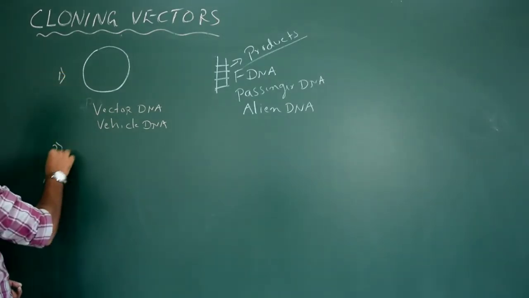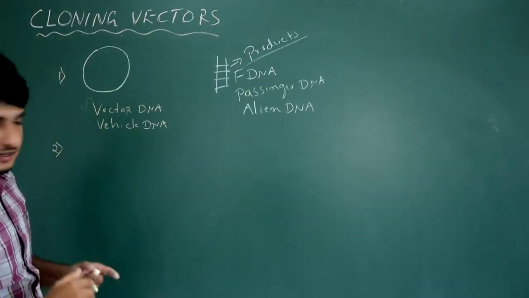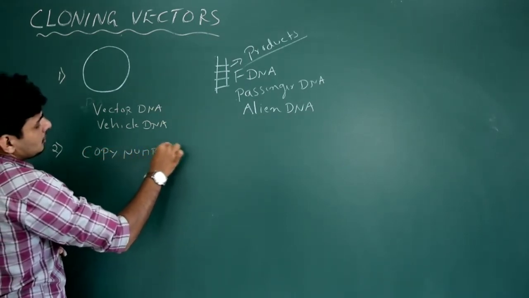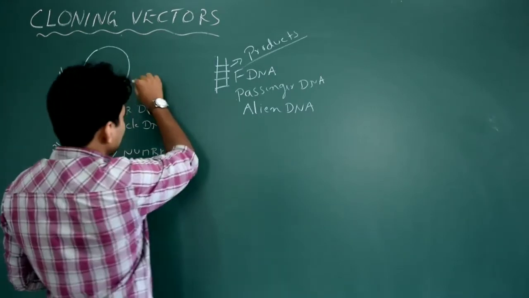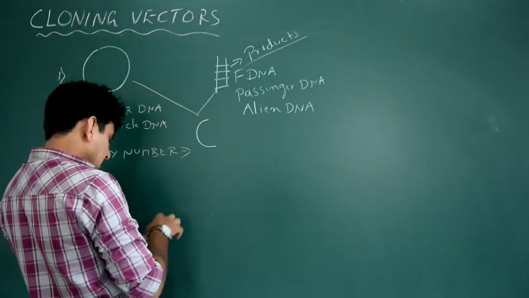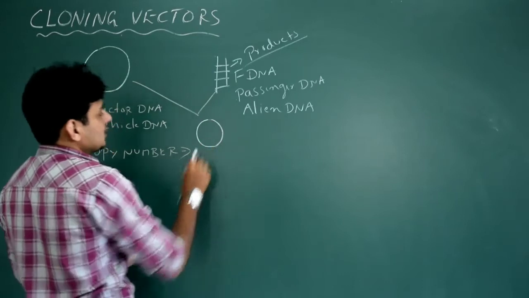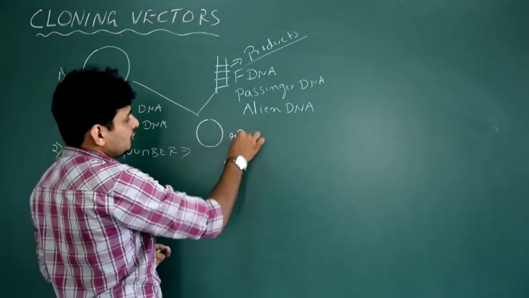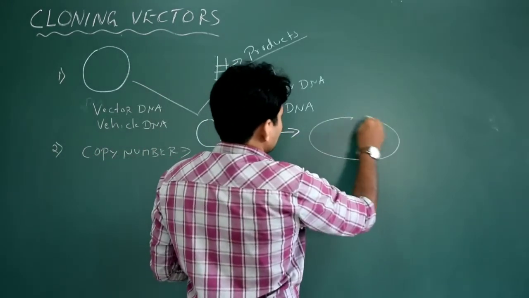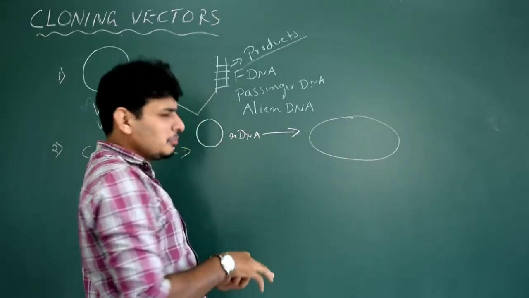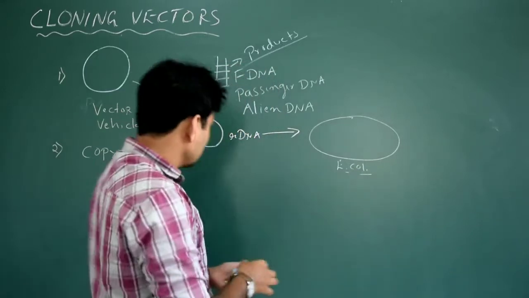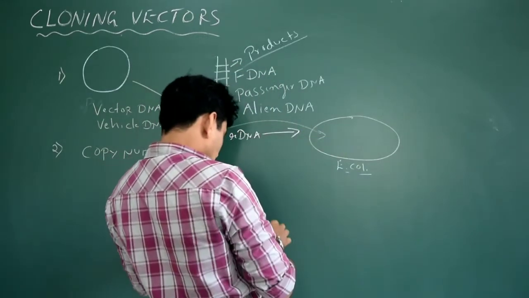Let me talk about one more concept which comes under cloning vector, that is copy number. So what is this copy number? For example, let us assume that I have ligated these two. I use blue color for the vector DNA and white color for the foreign DNA or passenger DNA. Now this is called rDNA, we know that. So I am going to introduce this rDNA into a host organism. In this case I am taking a simple E. coli, Escherichia coli, as our host organism. Okay, so I will introduce this to this host organism.